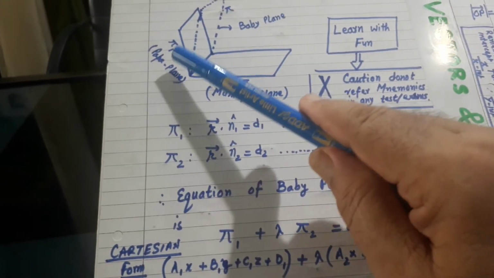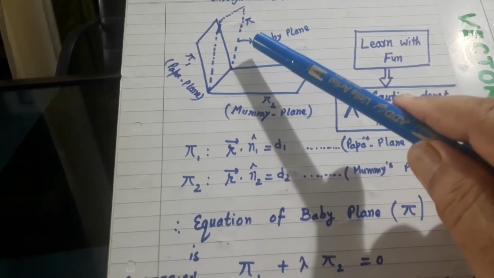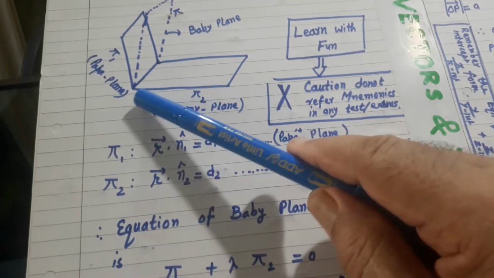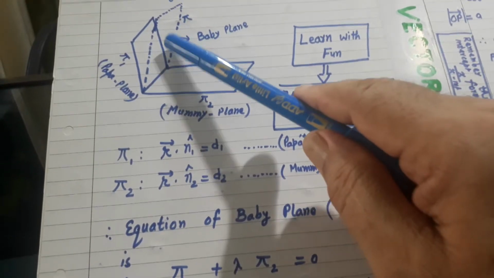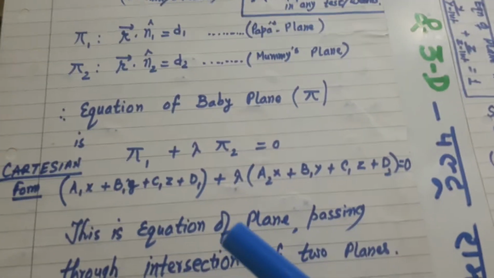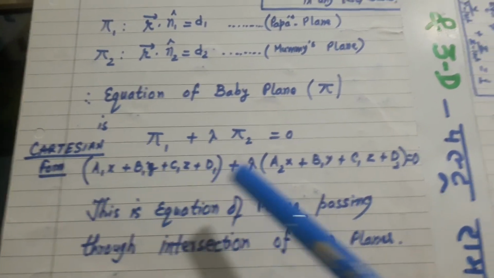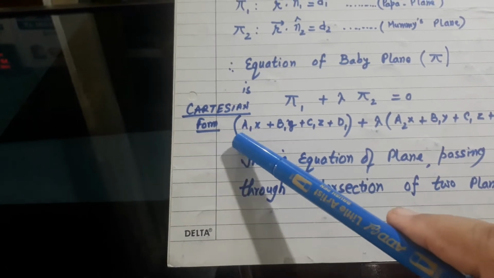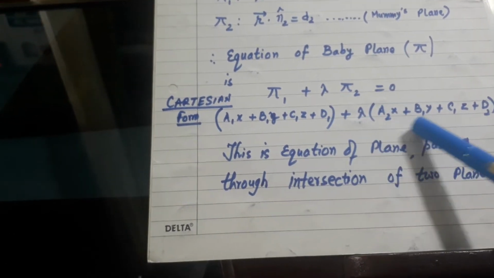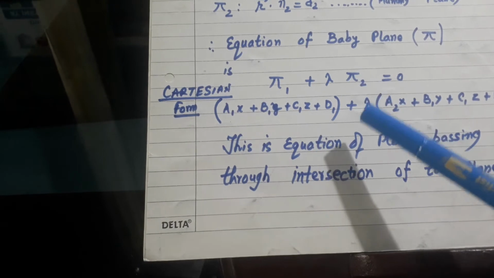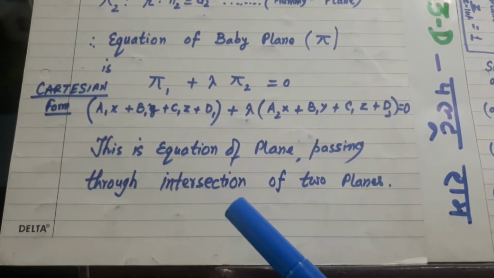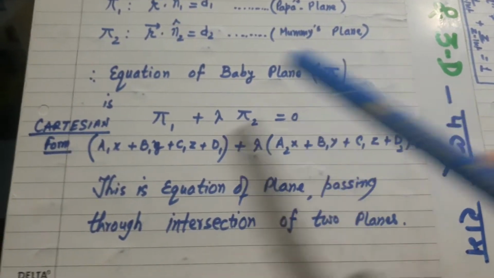The equations of both planes will be given. We have to find the equation of baby plane, the plane passing through the intersection of these. This intersection is the DNA. So baby's DNA and parents' DNA are the same. So it is passing through this. So the equation becomes pi 1 plus lambda pi 2. That is plane 1, this is plane 2, and this is the multiplication lambda. So this is the equation of the plane passing through the intersection of two planes. Now let us go further.